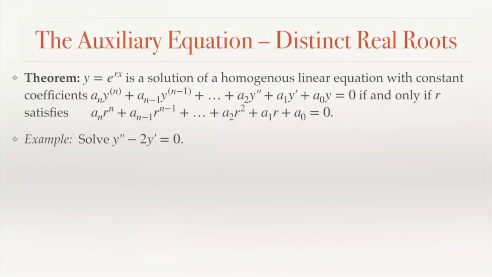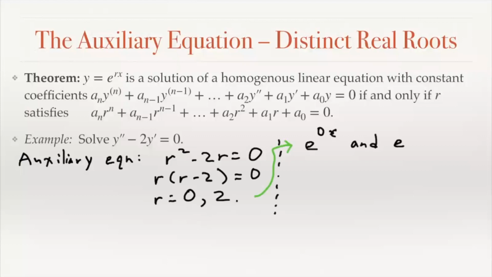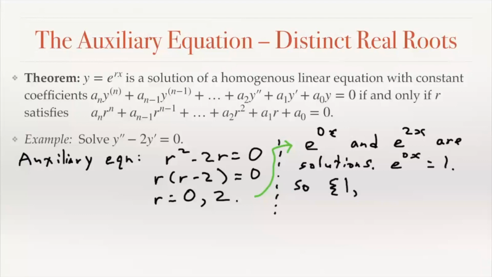What about this one? So what's the auxiliary equation? That is r squared minus 2r is 0. That factors as r times (r minus 2) is 0, so r is equal to 0 and 2. Thus, e to the 0x and e to the 2x are solutions, but e to the 0x is 1. Anything to the 0 is 1. So 1 and e to the 2x are solutions.